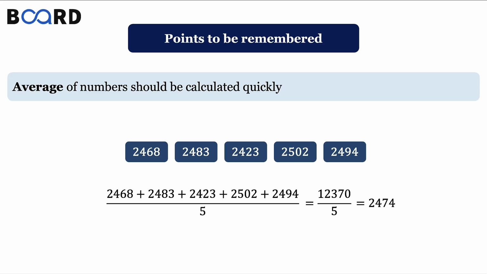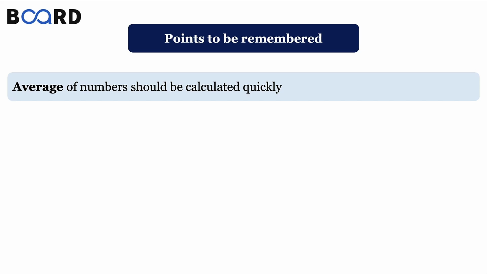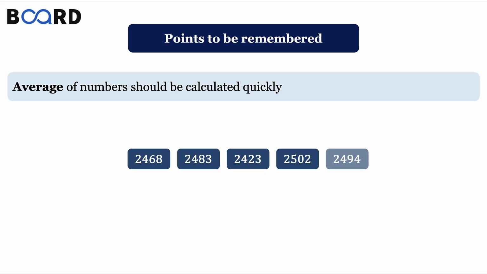And let's say if there are more values, the addition will take further time. So in case of figuring out averages, what we can do is, let's write down all the numbers. Now, let's select one of them as the average. Let's assume one of them as the average.